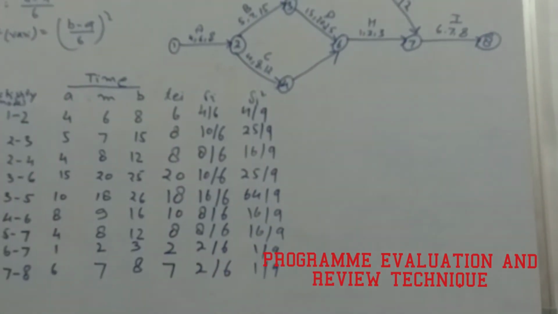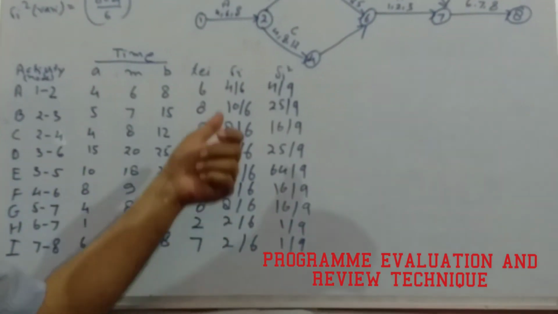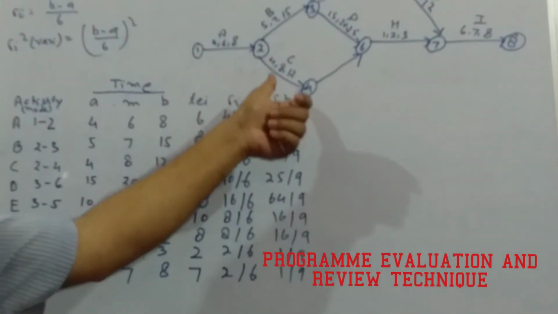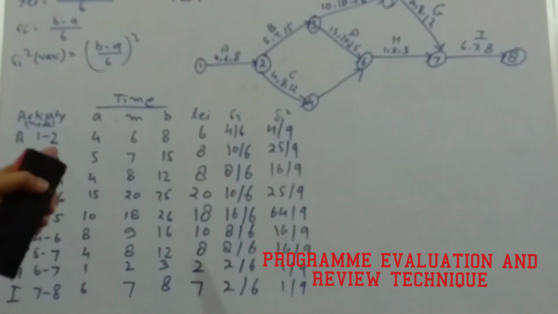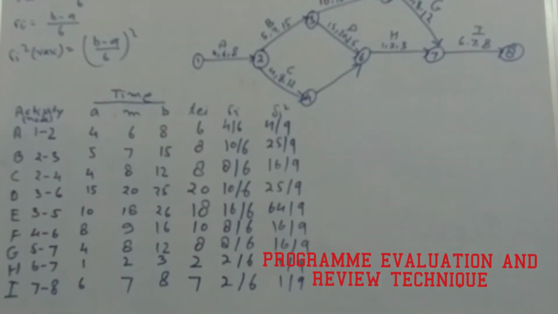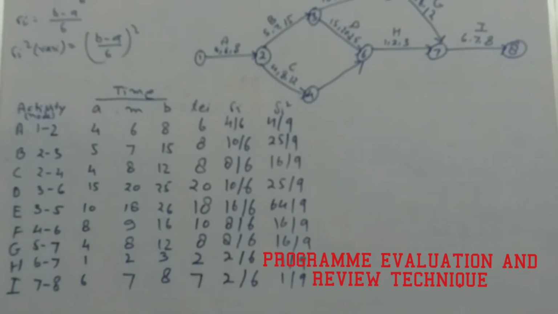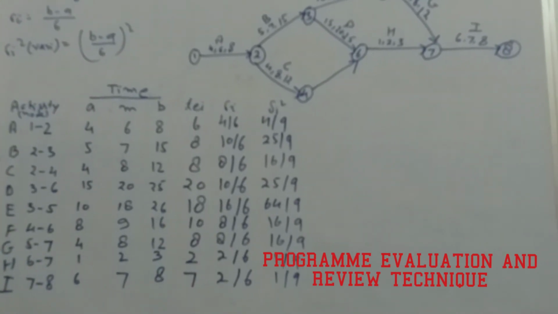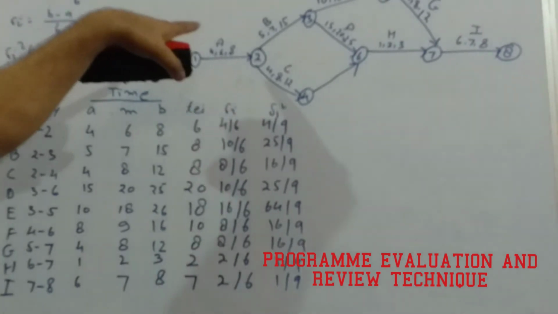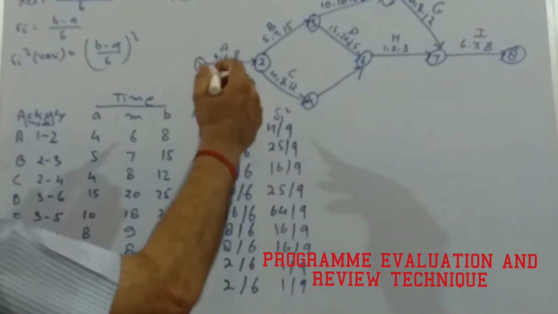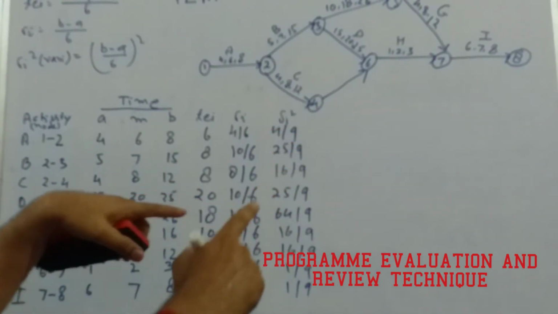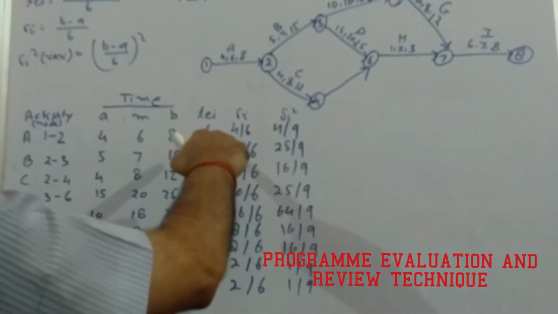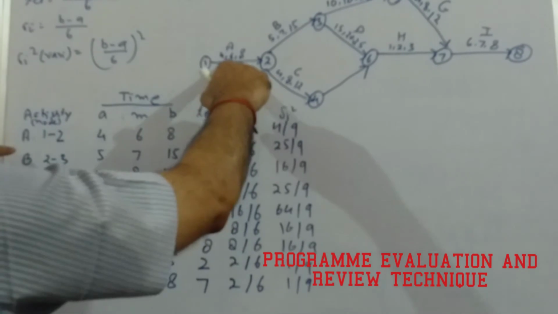In this fashion, we could now calculate the standard deviation and variance, that is sigma square, for each of the activities. Having calculated this, now we need to calculate the critical path, because we will do analysis only for the critical activities. So before we go for calculating the critical path, let us write down the expected times for each activity just below the arrow.